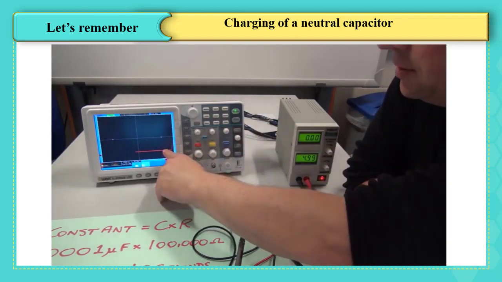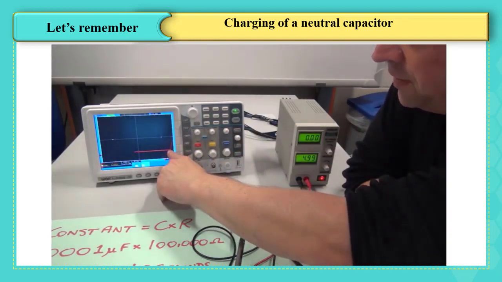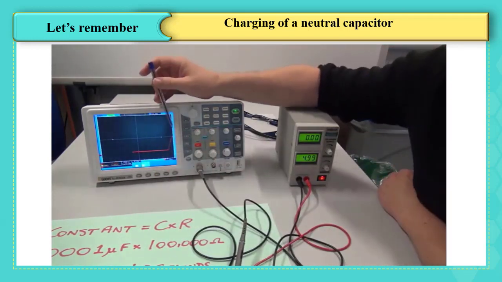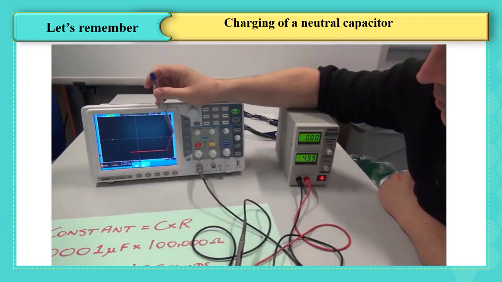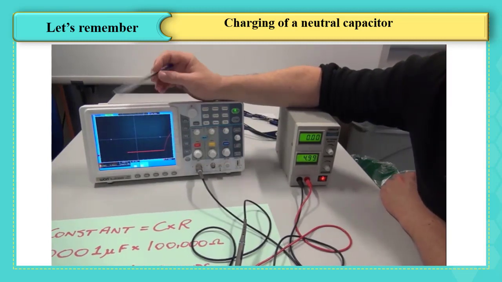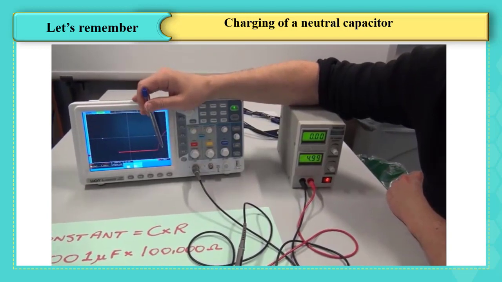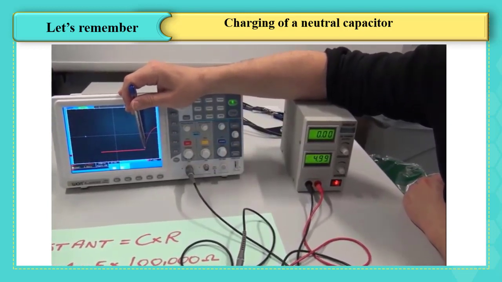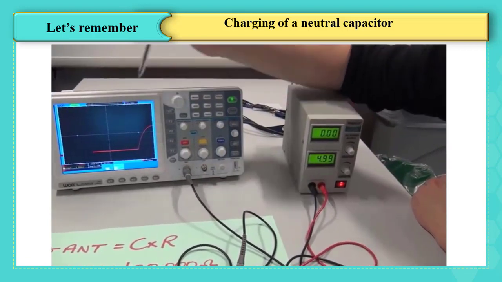And we can see the waveform beginning to appear here as the voltage across the capacitor charges. And because it takes 5 time constants to fully charge, it should be fully charged when we have completed 5 divisions on the oscilloscope.